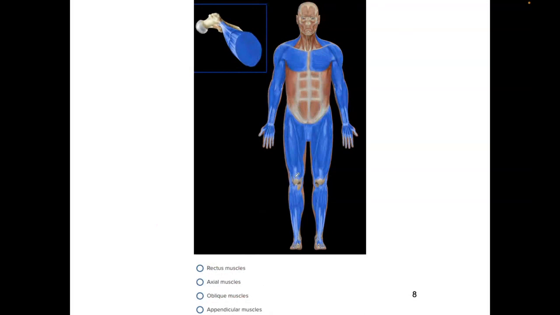Okay, now we're looking at muscles. Well, by process of elimination, rectus muscles, well, these are the rectus abdominis muscles. Well, that's not blue. Axial muscles, axial is everything where the axial skeleton is, in the center. So now we're down to oblique or appendicular. Oblique muscles, those are these in the abdominal region. So we can cross that out. So again, process of elimination, you're left with appendicular muscles.